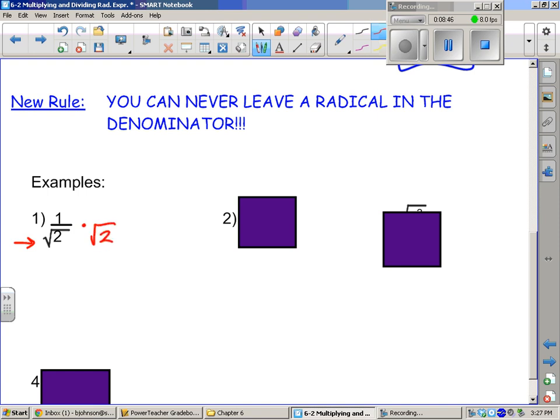But you can't just pick a random thing and multiply. You've got to do it over itself. I like to call that a useful form of 1. Very good. All right, then you're going to multiply straight across in the numerator and straight across in the denominator.